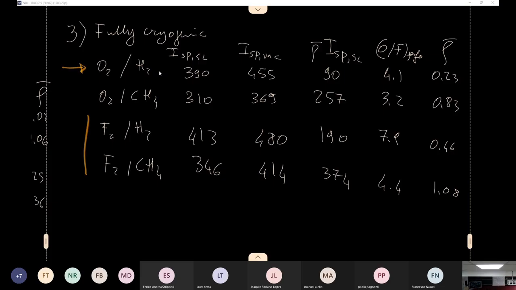So, we can continue. We're talking about this fully cryogenic combination, and I mentioned some applications of the combination between oxygen and hydrogen. Just a few words about the combination of oxygen and methane, the fully cryogenic combination, that is in this case not with a deep cryogenic.